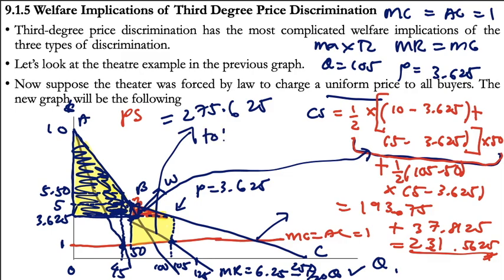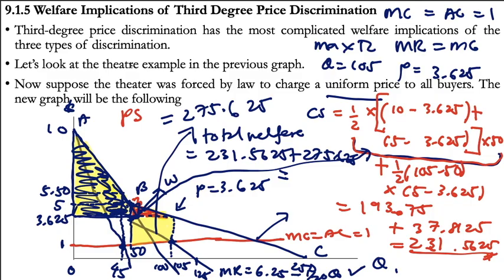So the total welfare is very simple. So you have 231.5625 for consumer surplus plus 275.625. Then you can get the total welfare here. And the total welfare here is actually what? 507.1875. That's the total welfare.